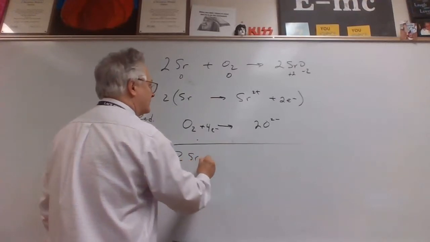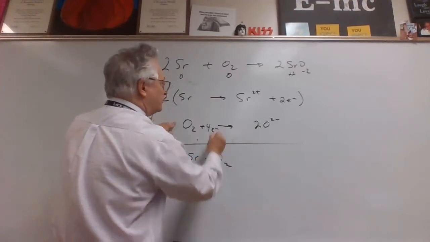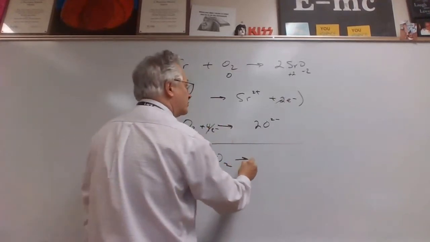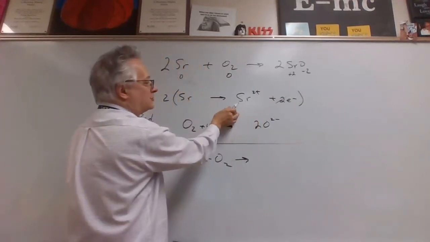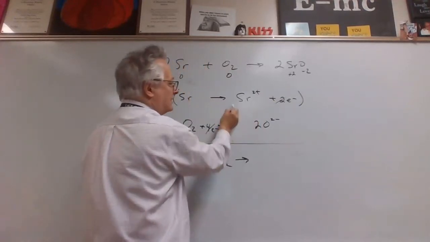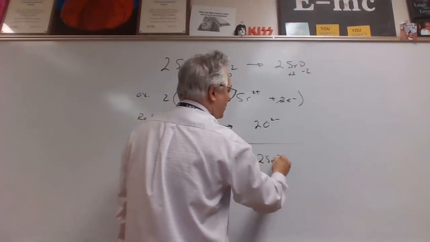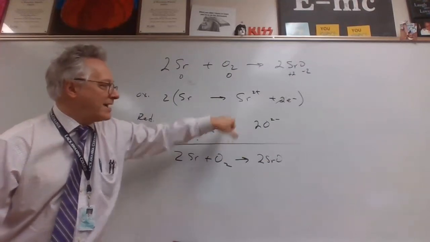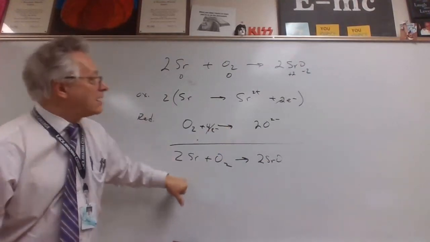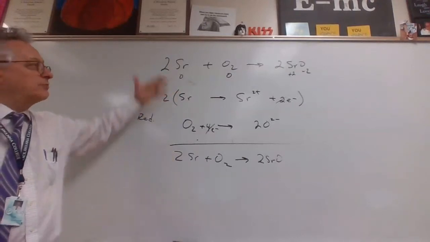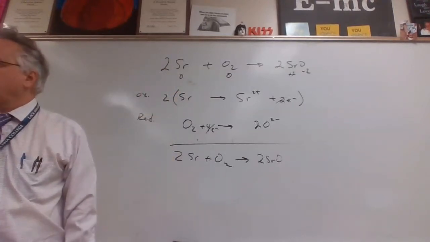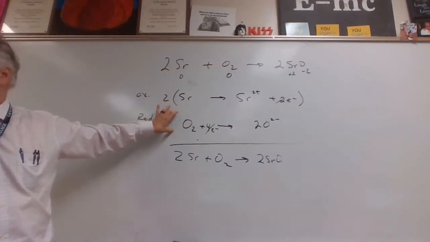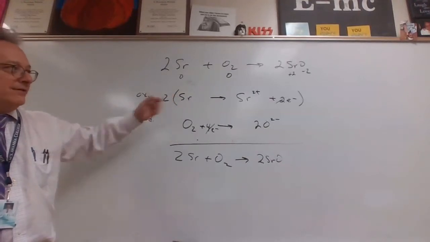I get 2 strontium plus O2. The electrons are going to cancel because you don't want electrons in your overall reaction, and that's going to give me 2 strontium, 2 oxide, or 2 SrO. So by doing that, by making sure the electrons balance and then adding them up, I get the overall reaction. So there's another built-in check there to make sure you're okay. This idea of half reactions is going to become very important probably next week. Okay, so don't discount this.